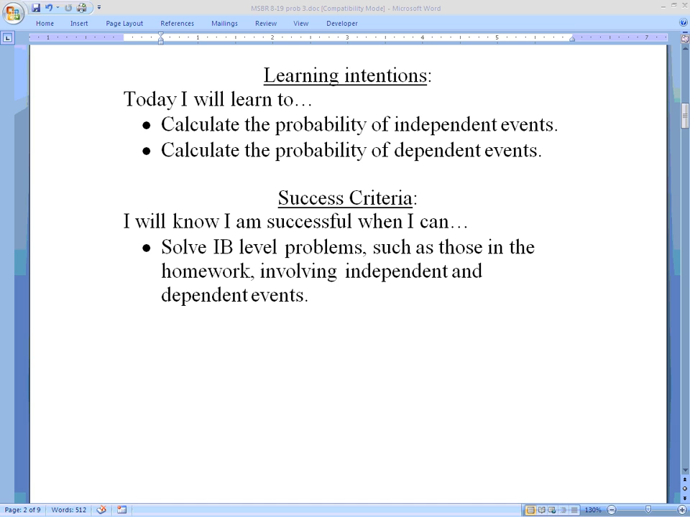Today we are going to talk about the probability of independent and dependent events. We will know we're successful when we can solve IB level problems, such as those in the homework involving independent and dependent events.